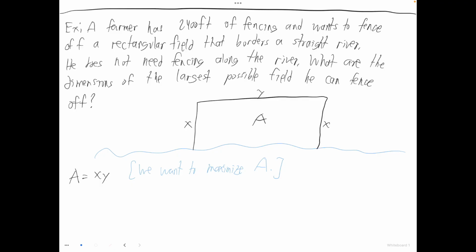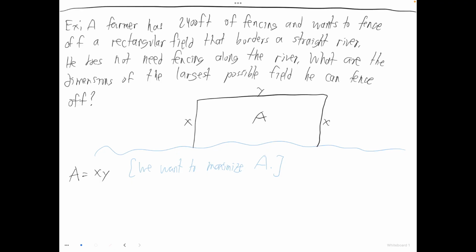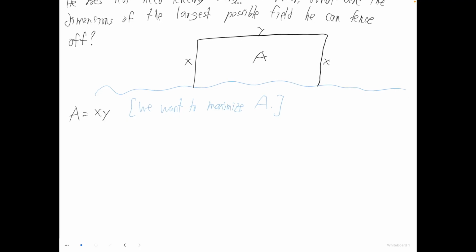So the next thing we want to do is we want to somehow rewrite the expression for A so it only involves one variable. And so the way we're going to do this is we're going to eliminate the variable y. And so we want to rewrite this expression of x times y without y involved in it.